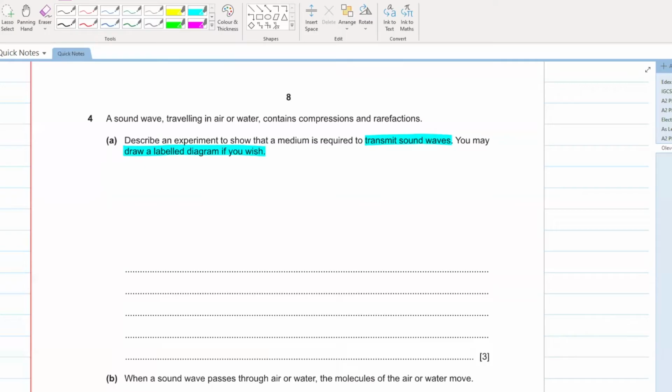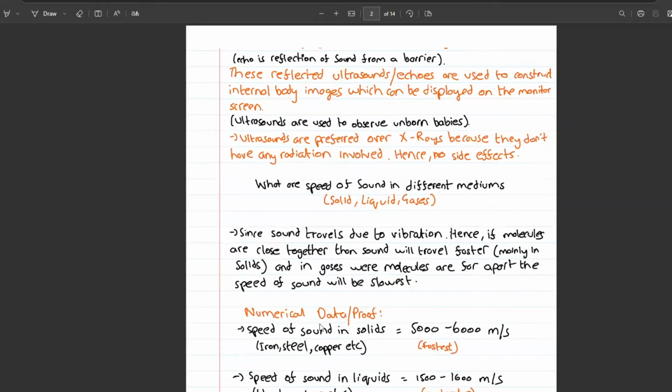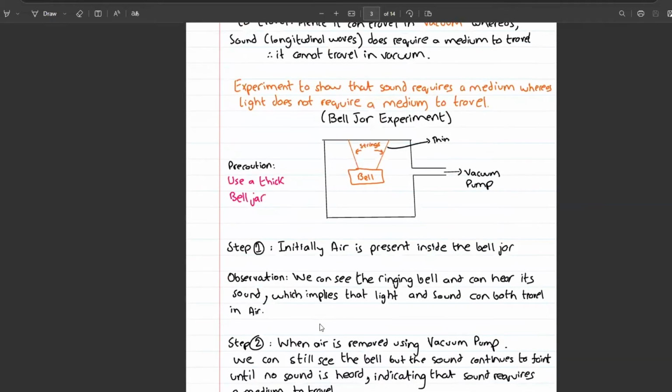If you open the sound notes, you will see one very interesting experiment that I have quoted as the bell jar experiment. Here you have it. You have to write this experiment to show that sound requires a medium, whereas light does not require a medium to travel. What will you do in this experiment?